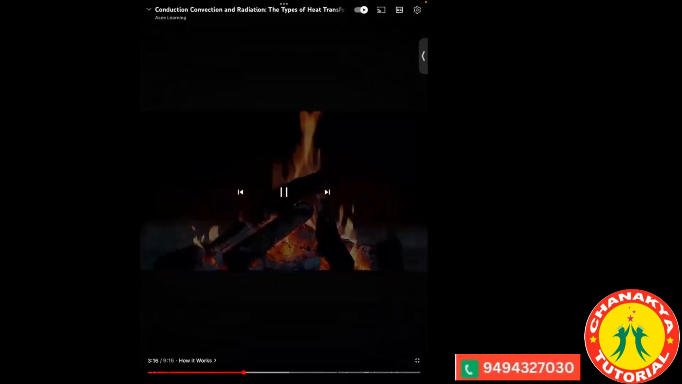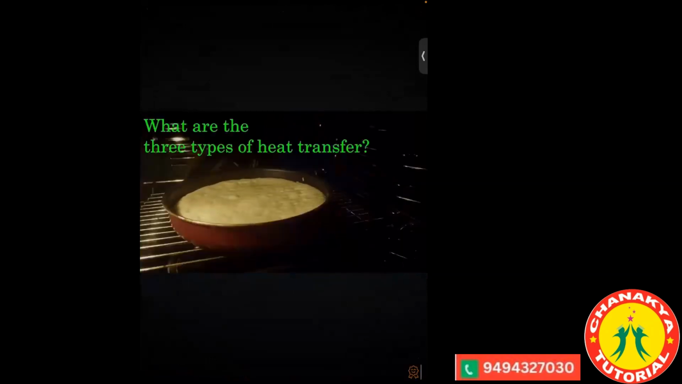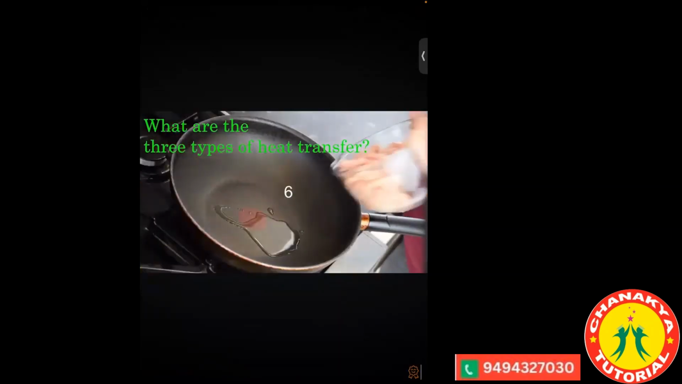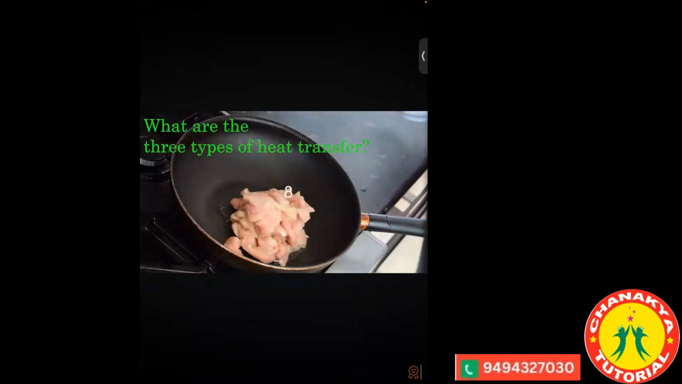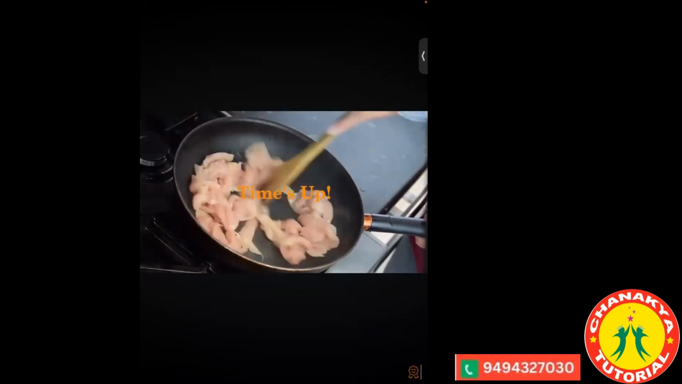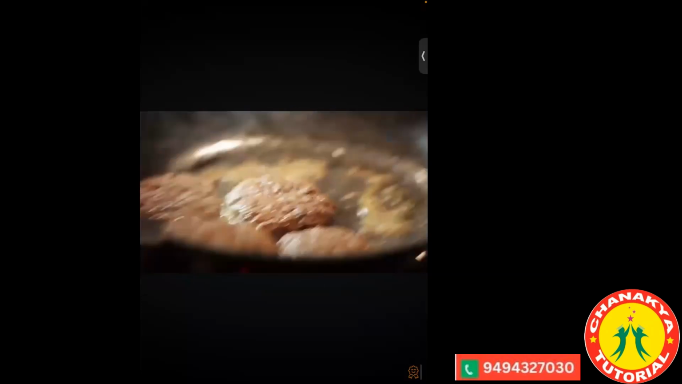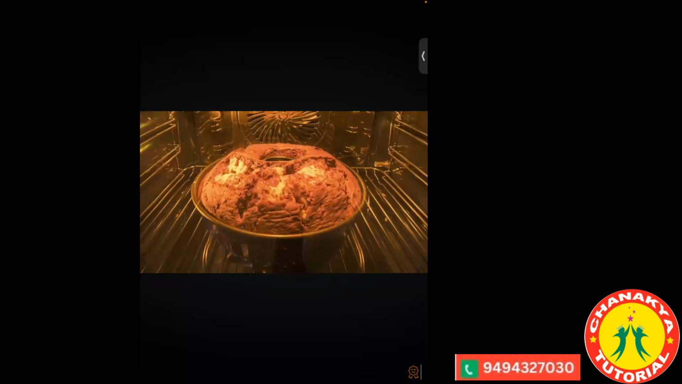Methods of heat transfer. Do you remember what they are? Take 10 seconds to think about it. The three methods of heat transfer are conduction, convection, and radiation.